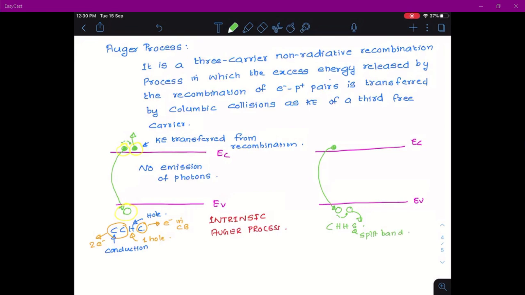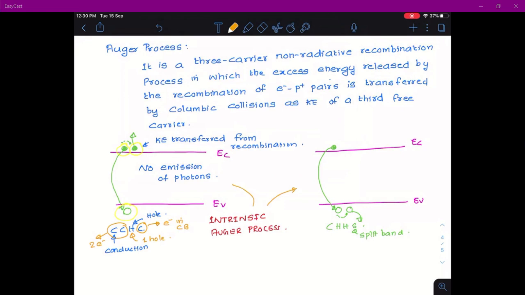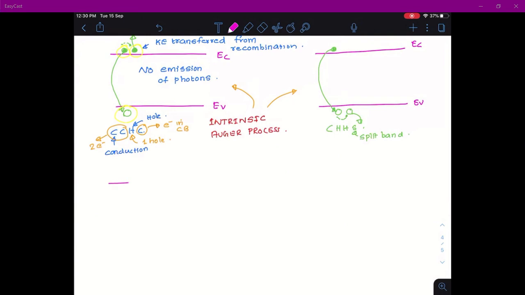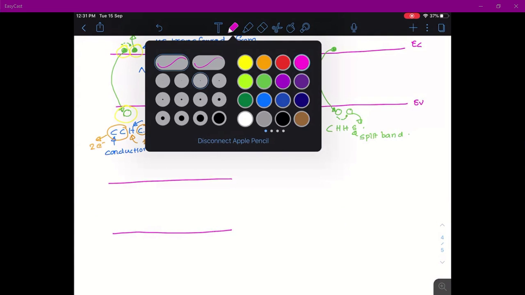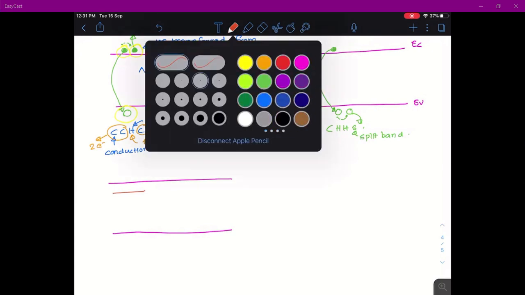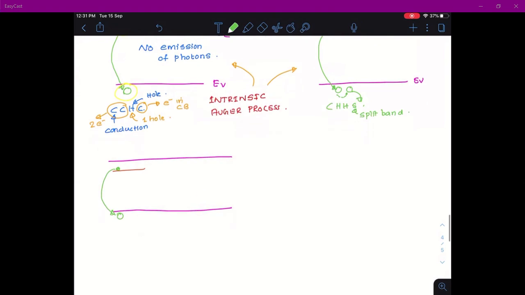Okay. So, these two are basically intrinsic Auger processes. If you look at an extrinsic Auger process, it can be in a p-type or an n-type semiconductor, where you have an energy level in between the band gap. So, here you can have an electron here and a hole here. The electron jumps from this energy state to the hole, and it transfers its energy to this electron. The electron goes to the conduction band.